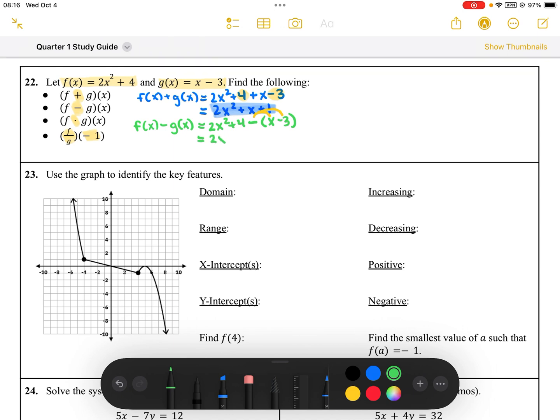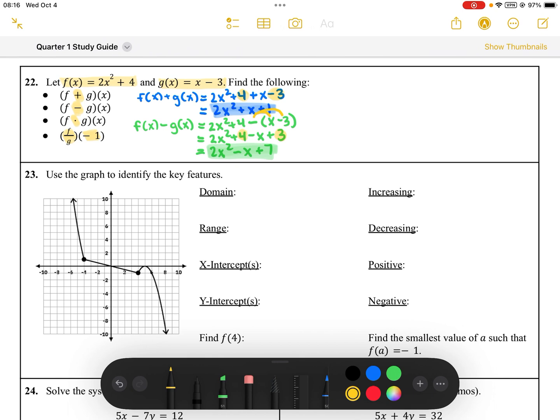So I need to distribute this negative to each part in the second part of my equation. So I'm going to have 2x squared plus 4. The negative times x will give me negative x. Negative times a negative will give me a positive 3. Last step, I need to combine any like terms. Like terms here, a positive 4 and a positive 3. So I'm going to have 2x squared minus x. 4 plus 3 will give me 7. So my solution is 2x squared minus x plus 7.